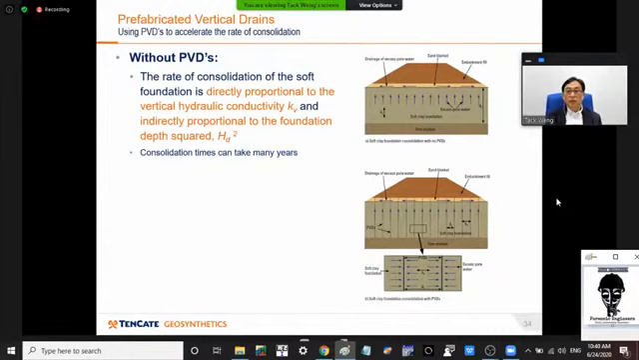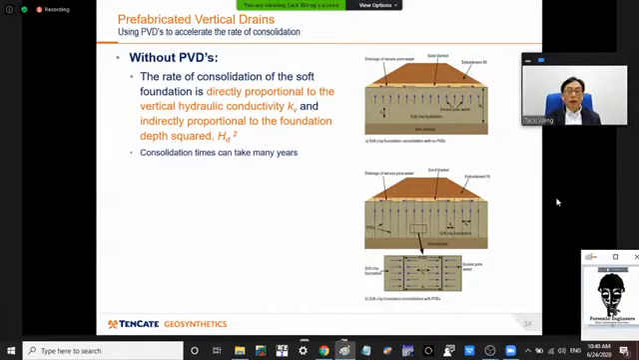PVDs are used to speed up settlement so that it takes place during the construction phase. The point to stress is PVDs are not meant to stop settlement from occurring. And just to illustrate to you the difference in the dissipation regime, as well as why it is effective with PVDs.